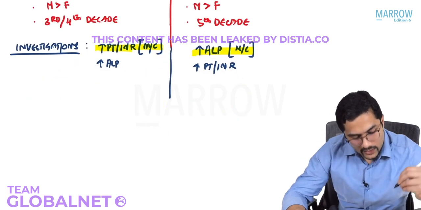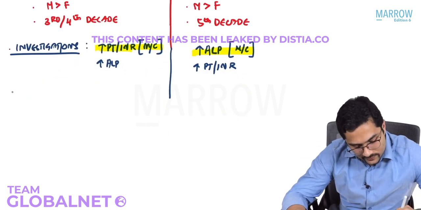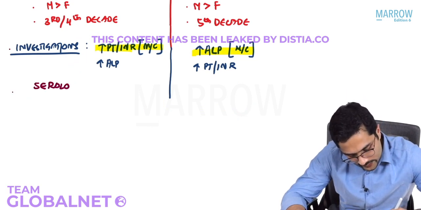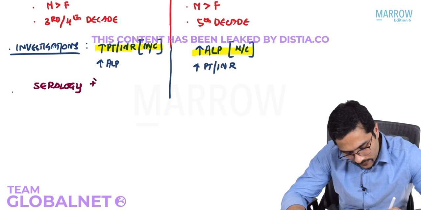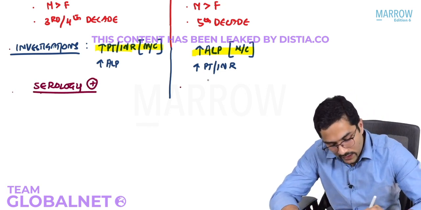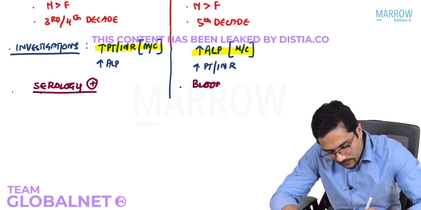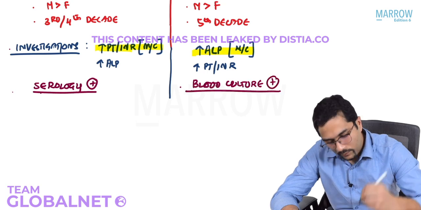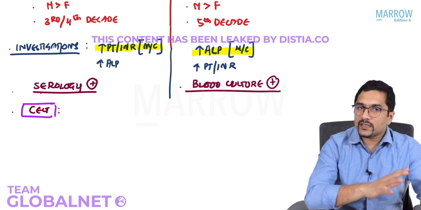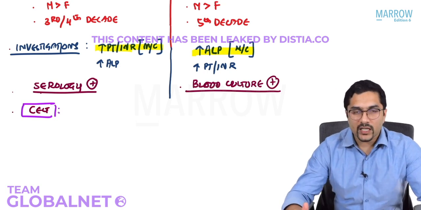Then in amoebic liver abscesses, you should know that serology for Entamoeba histolytica can be positive, whereas in pyogenic liver abscesses, blood culture can be positive. Because there are higher chances of sepsis, blood culture can be positive in these patients. So CECT is the imaging investigation of choice which can detect both an amoebic and a pyogenic liver abscess.